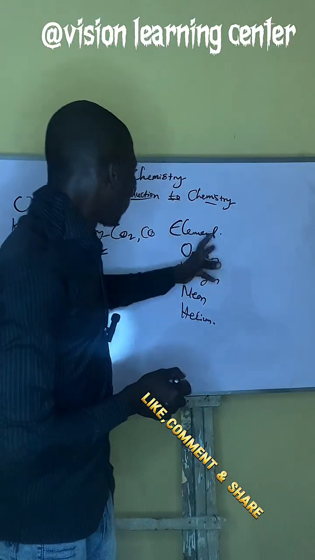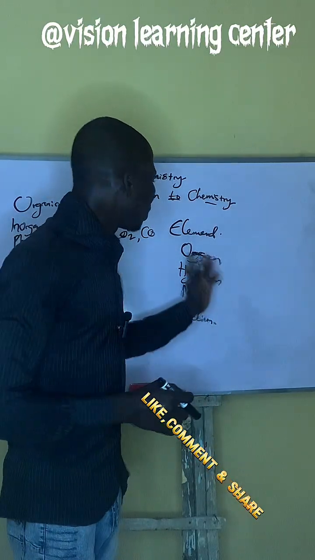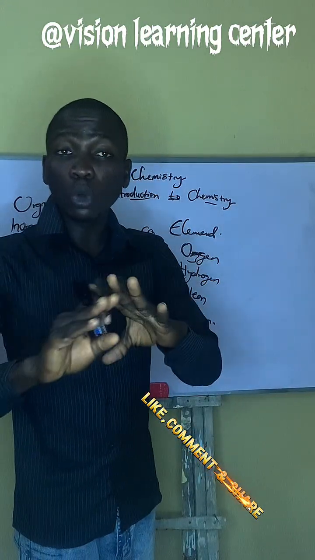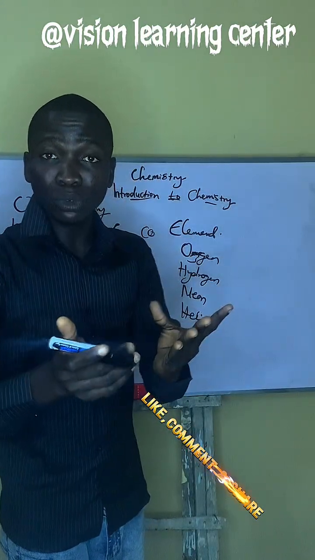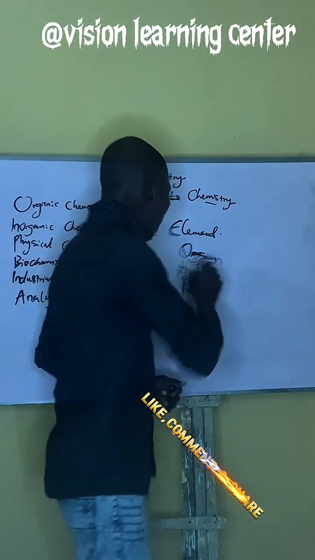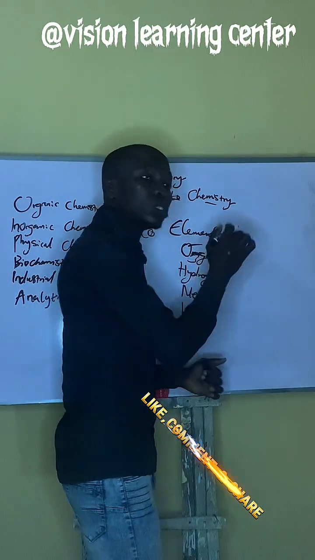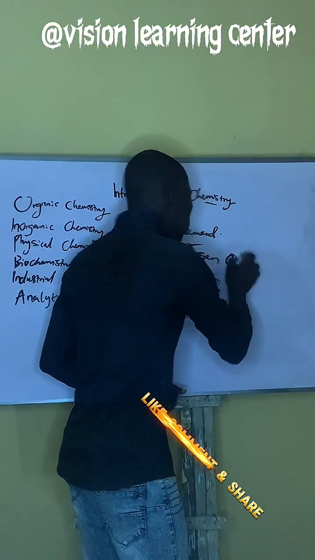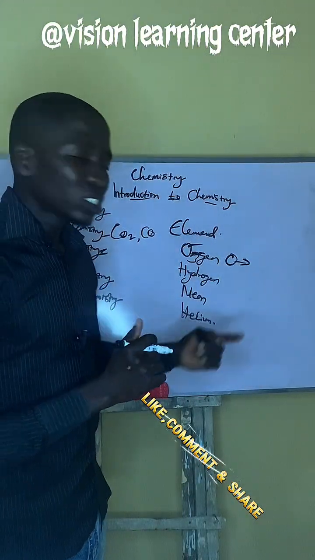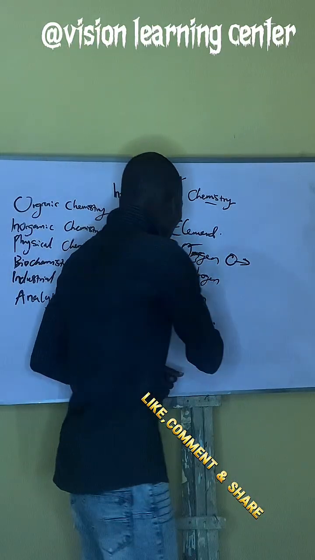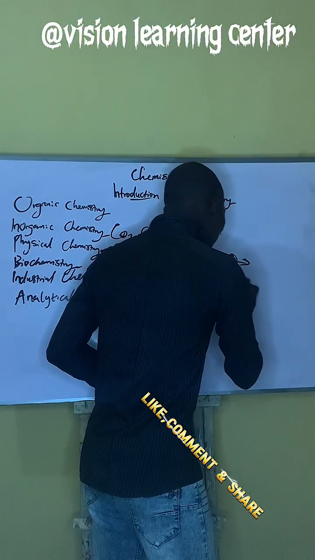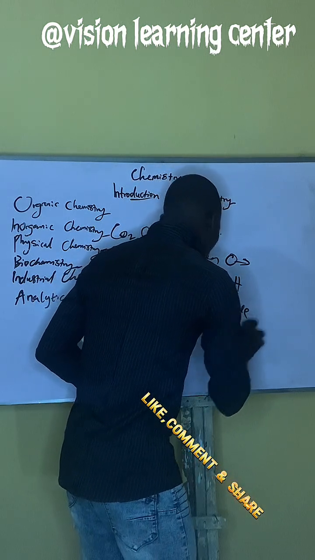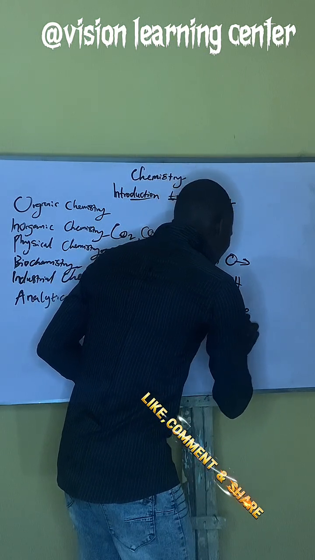These elements are represented with alphabets known as what? Chemical symbols. For example, oxygen is represented with the alphabet O. This alphabet O is known as what? Chemical symbol. Hydrogen is represented with the letter H. Neon is represented with Ne, and helium with He.